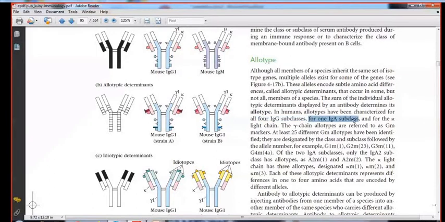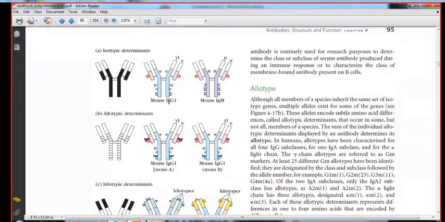One for the IgA subclass, and one for the kappa light chains. So this is the allotypic determinant. Although they are a similar type of antibody molecule taken from mouse, so they have some constant region similarity, multiple alleles may exist for some of the genes, and this is due to the subtle amino acid differences known as the allotypic determinants. In the first case, we are comparing two different antibody molecules, IgG1 and IgM of the same origin, and that is why they are isotypic.